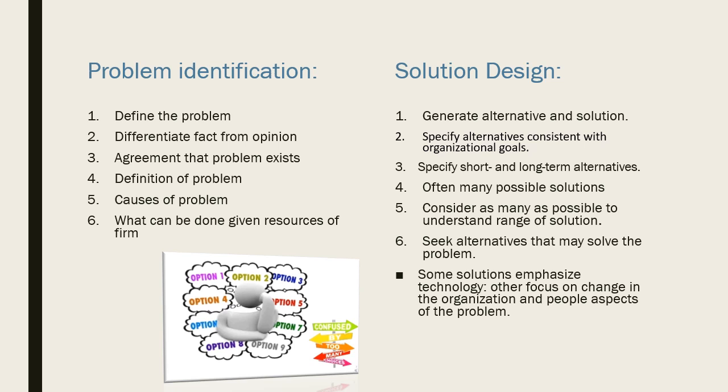Second is solution design. Number 1, generate alternatives and solution. Number 2, specify alternatives consistent with organizational goals. Number 3, specify short and long-term alternatives. Number 4, often make possible solution. Number 5, consider as many as possible, understand range of solution, seek alternatives that may solve the problem. Some solutions emphasize technology, others focus on changing the organizations and people aspects of the problem.